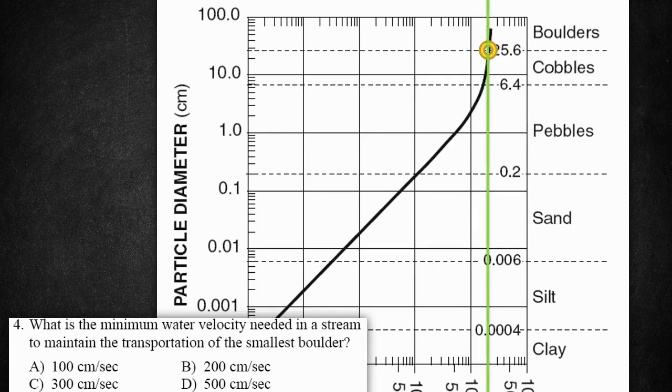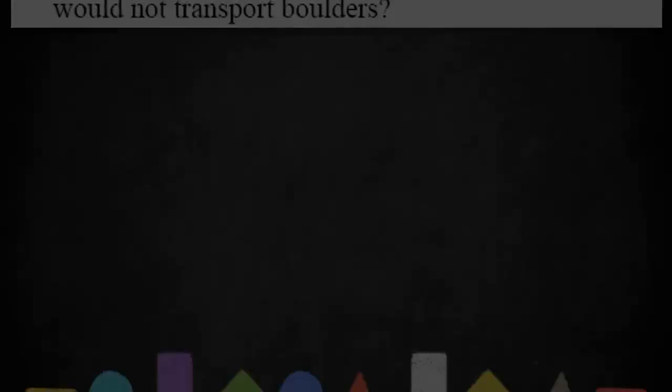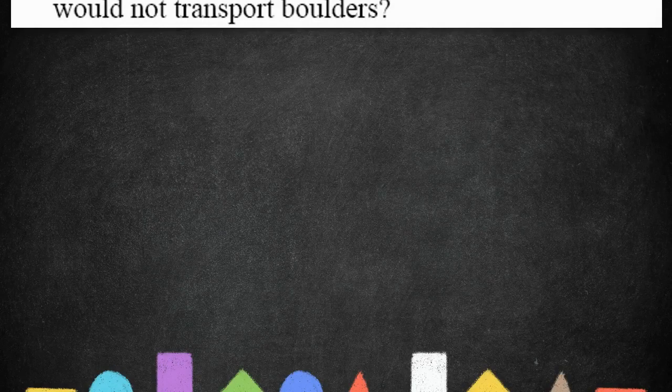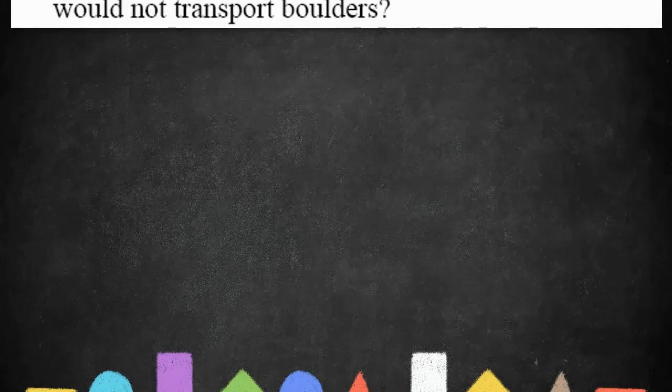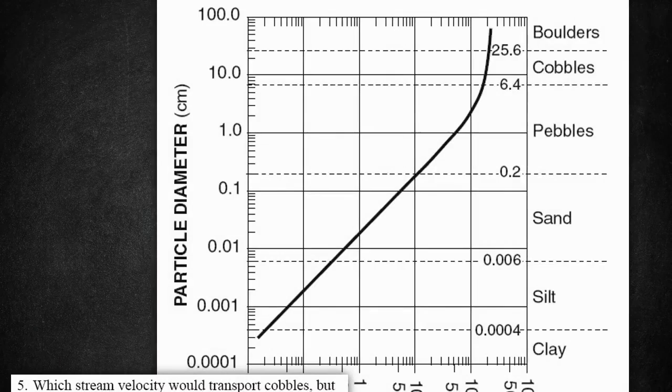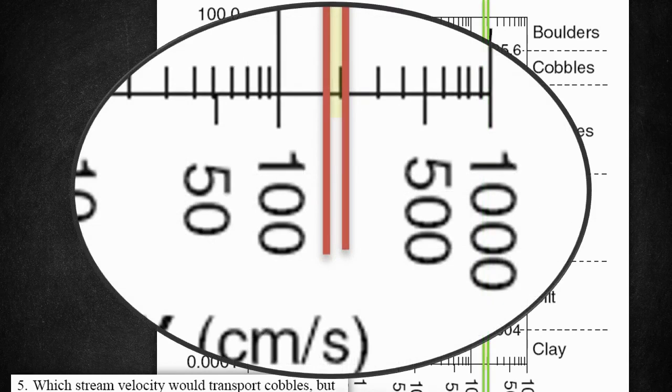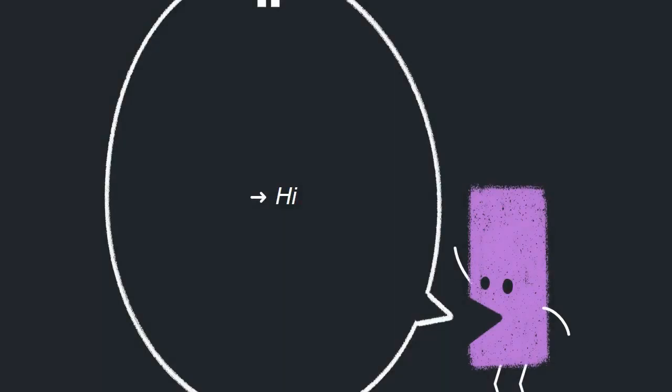Well, we draw the line down from the smallest boulder, and we see that it's hitting 200 centimeters per second. So now we need a velocity that would transport cobbles, but not transport boulders. Well, there's cobbles, there's boulders. So there's not much that fits into that area right there, but maybe something around 180, 190 centimeters per second. It's pretty close. All right, there's your notes for page 35 in your green notebook.